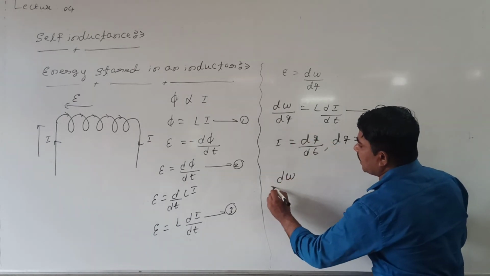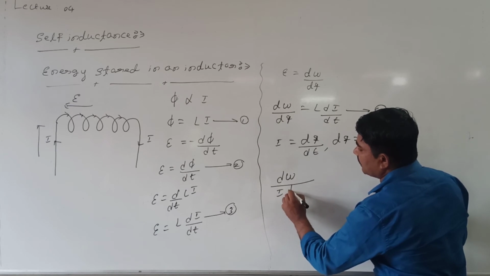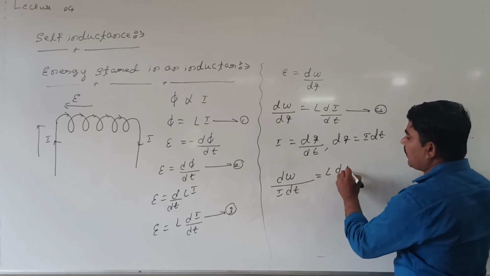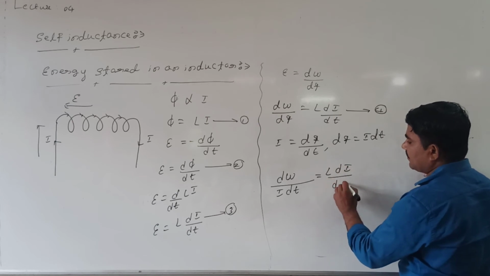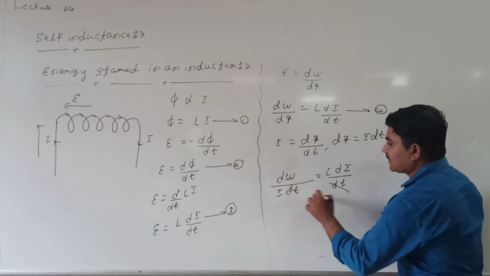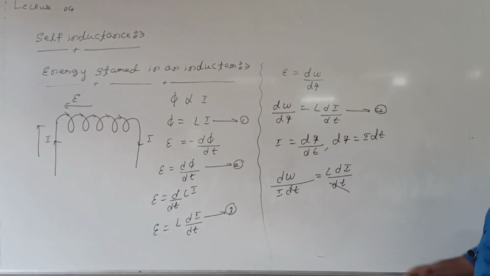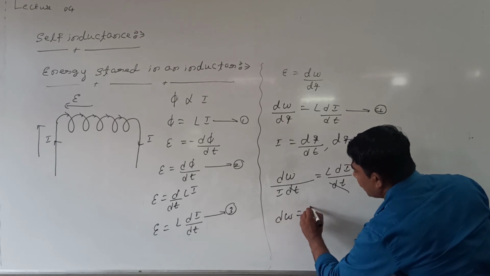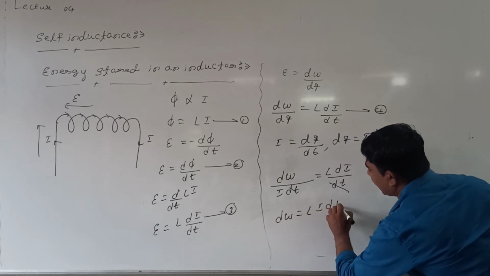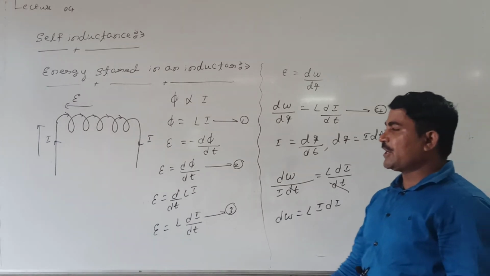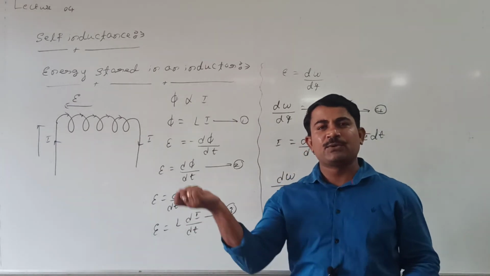dW is equal to E into dq. dq is equal to how much? It is I into dt, and E is equal to L into dI divided by dt. Right. This dt and dt get cancelled. Then what is remaining? This I, bring this side. What will we get? dW is equal to L I into dI.